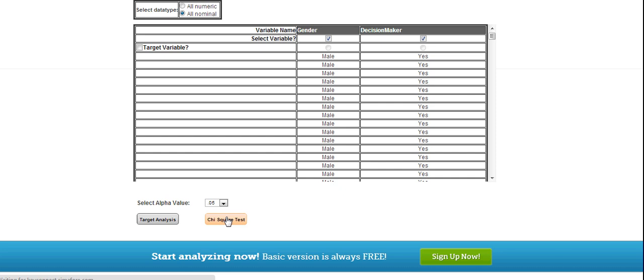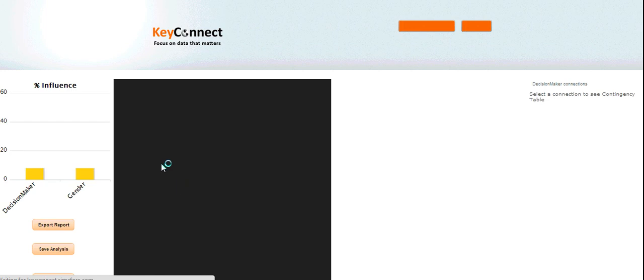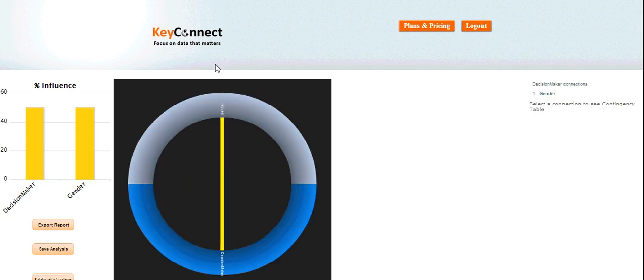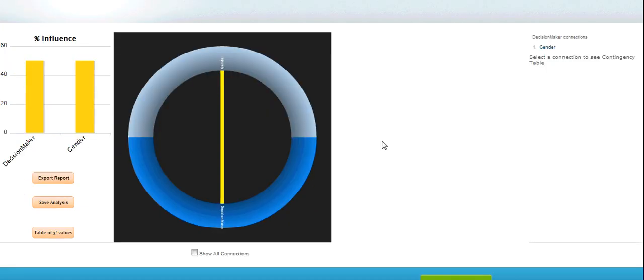Now what KeyConnect will do is it will bring up the usual three areas: the bar chart area on the left, the circle chart area in the center, and finally the contingency table analysis on the right. So the bar chart for a two variable problem is not so useful, so let's ignore that. Focus your attention on the circle chart.